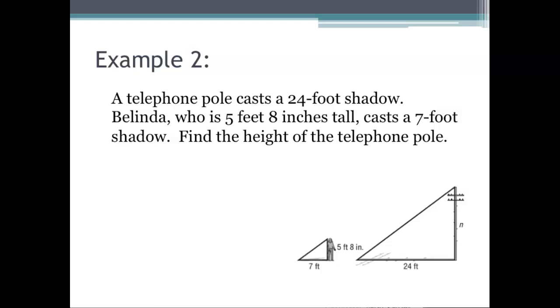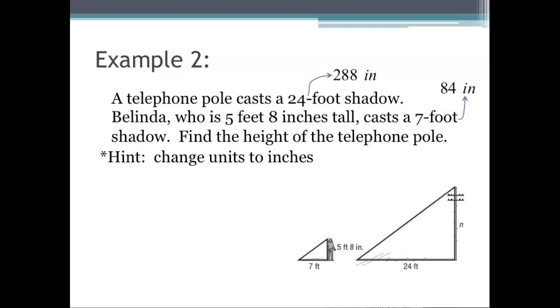Now notice here we have things in a number of different units. You can either change everything into feet or everything into inches. If you don't want to work with decimals, then I would suggest changing everything into inches. So since there are 12 inches in a foot, the 24-foot shadow is going to be 288 inches. The 7-foot shadow is going to be 84 inches. And then Belinda, who is 5 feet 8 inches tall, we just have to change 5 feet into inches and add that to 8, so that gives us 68 inches.